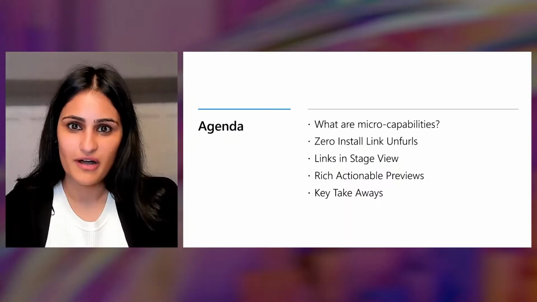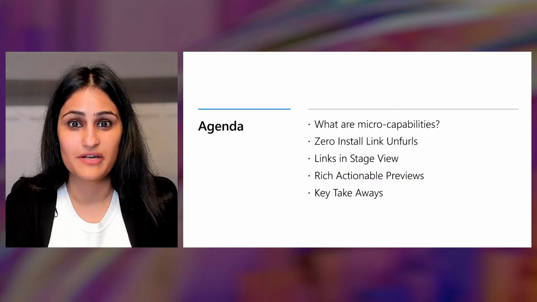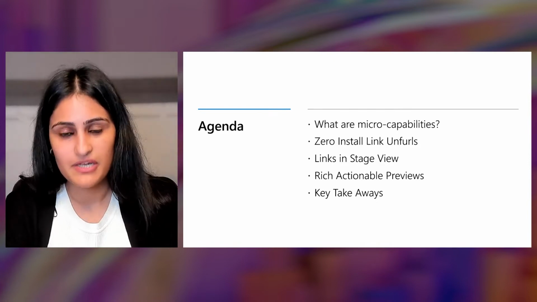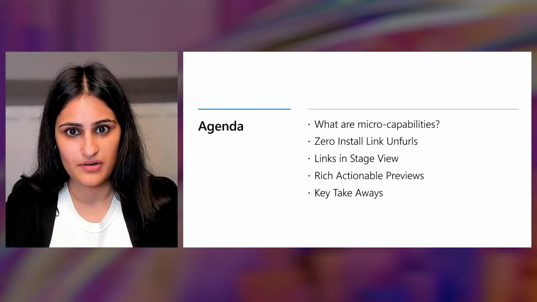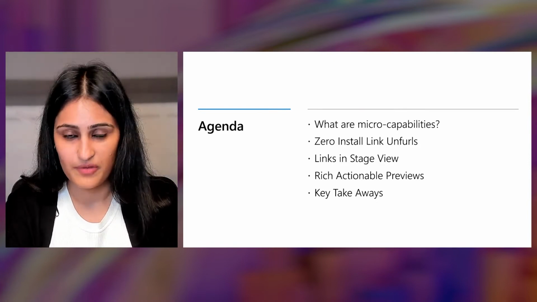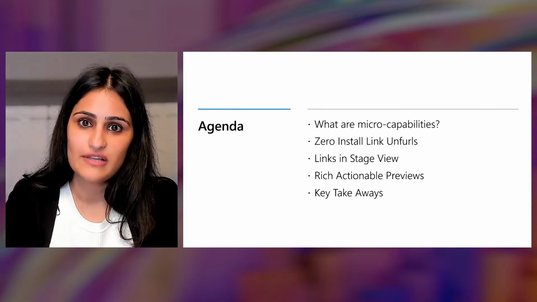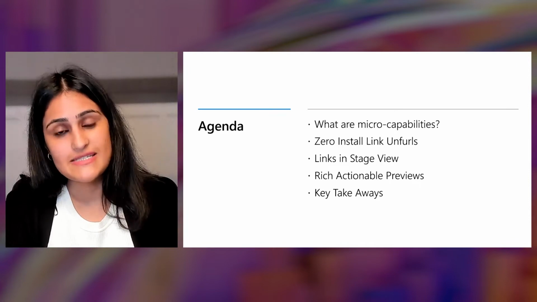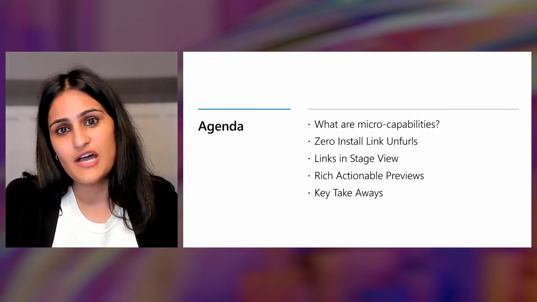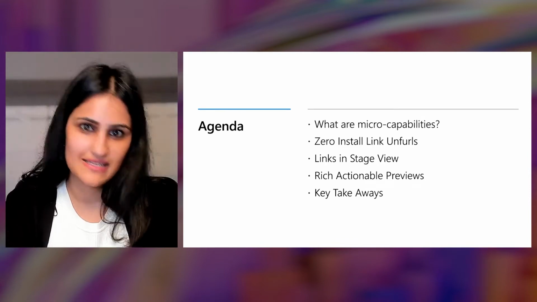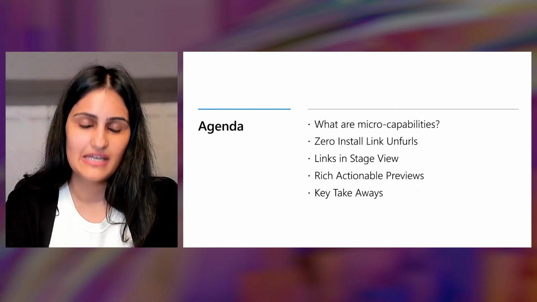In terms of the agenda we're going to cover today, we're going to talk about a new concept that we're calling microcapabilities, and then we'll touch on 3 key microcapabilities that you can set yourselves up for, whether you're a Teams app or even if you're not a Teams app. There's zero install, link unfurling, links in stageview, and rich actionable link previews, and we'll end with some key takeaways that you can take with you.